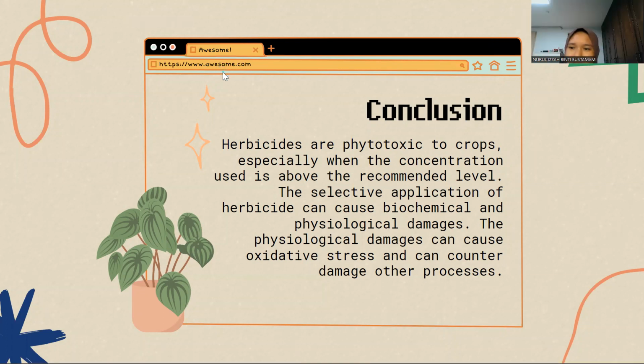Okay, for the conclusion, herbicides are phytotoxic to crops, especially when the concentration used is above the recommended level. The selective application of herbicides can cause biochemical and physiological damage, which can cause oxidative stress and can damage other processes. I think that's all from us. Thank you.